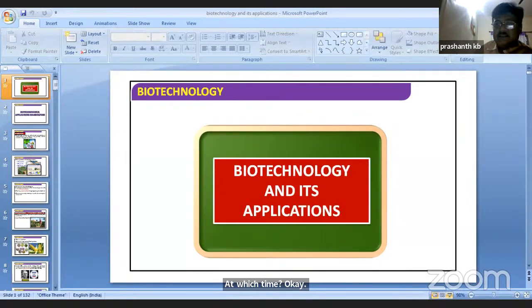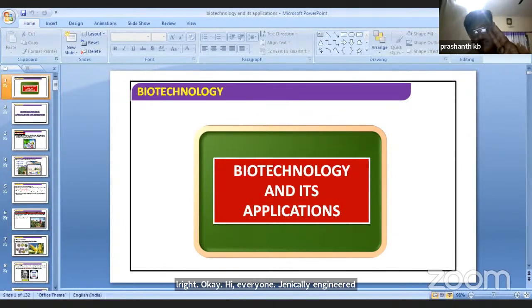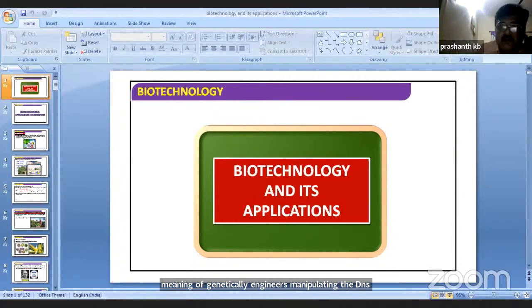So this is the third area of agriculture where we use biotechnology. The third one is genetically engineered crop based agriculture. 3 marks question: agro-based agriculture, organic agriculture, genetically engineered crop-based agriculture. The meaning of genetically engineered crop is manipulating the DNA of the plant. Why are we manipulating? To obtain more product.